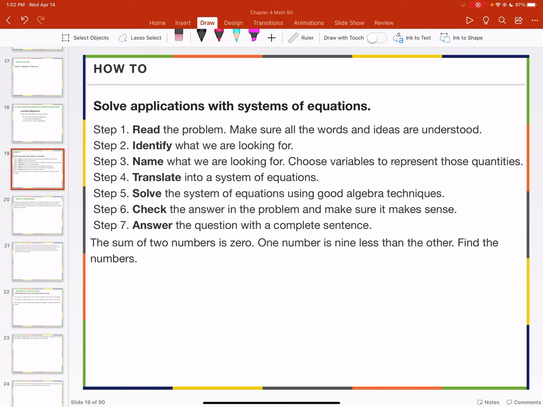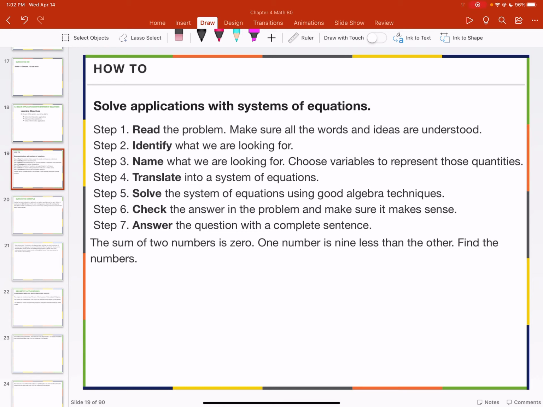So let's review. Remember, a system of equations: you have more than one equation and a set of variables that you need to solve for each one. How do we do that? First of all, you need to read the problem very carefully and be able to identify what the question is asking you. So are they asking for time? Are they asking for distance? Are they asking for money? What are they asking?